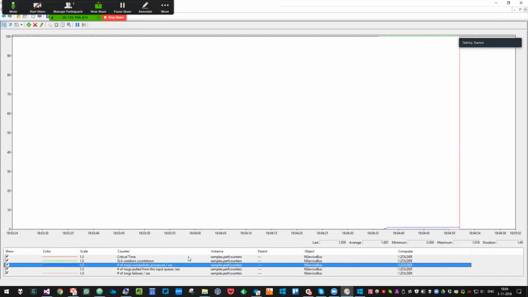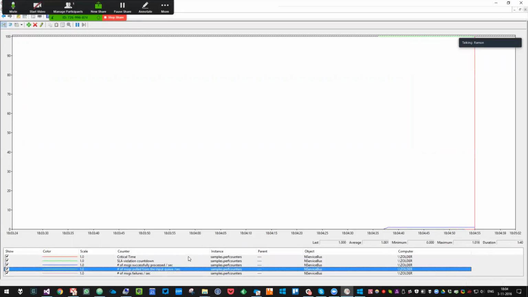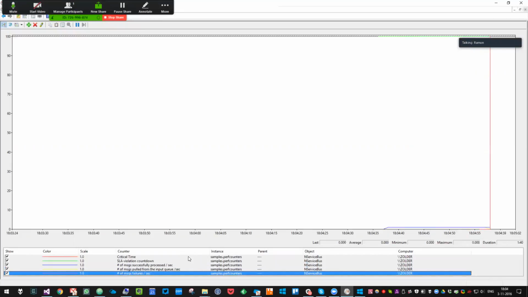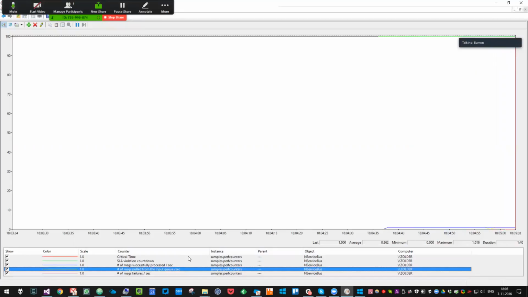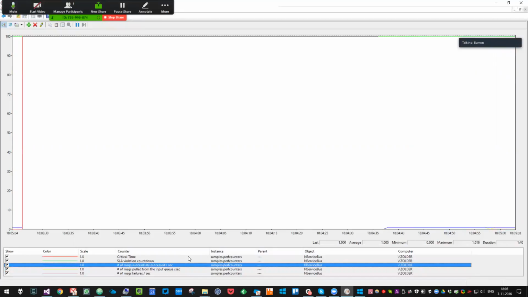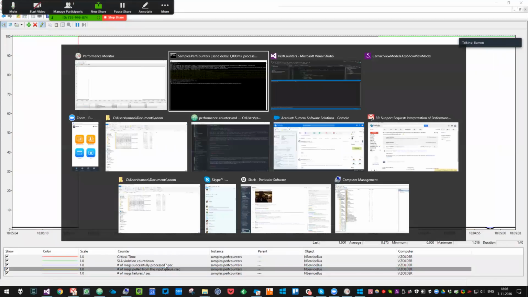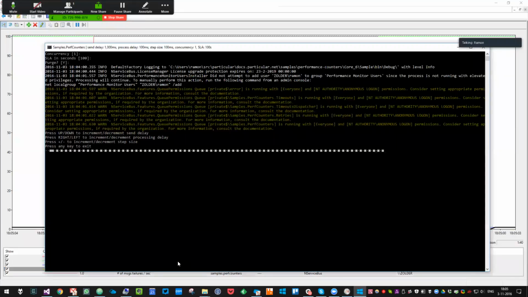Number of messages successfully processed per second, number of messages pulled from the input queue per second, and number of message failures per second. So under normal conditions, when there are no errors, these two should be equal. To indicate that, I'm going to increase the number of messages being sent. So now every 100 milliseconds a message is being sent, basically 10 messages per second.